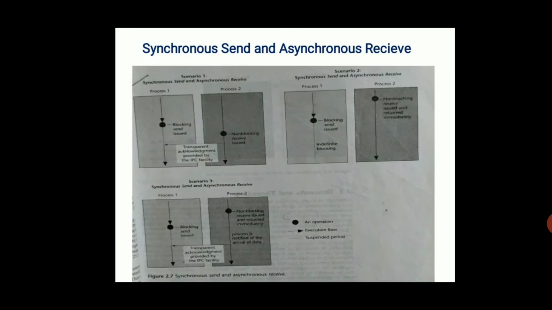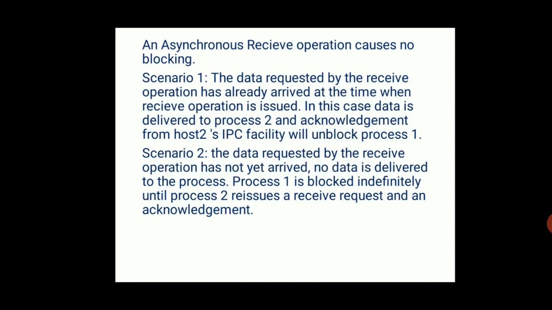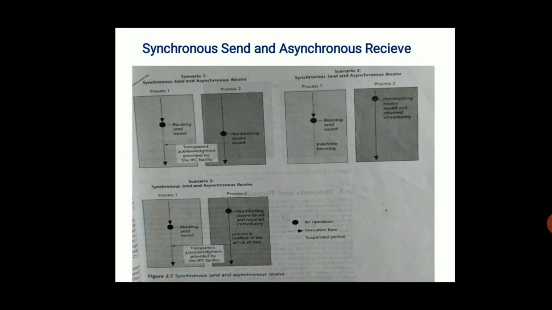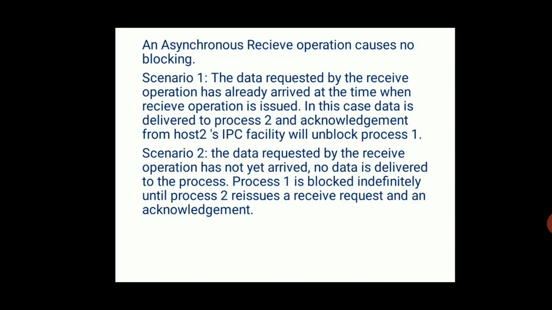In this asynchronous receive, an asynchronous receive operation causes no blocking. So in scenarios 1, 2 and 3, there is no blocking. In scenario 1, the data requested by the receive operation has already arrived at the time when the receive operation is issued. In this case, data is delivered to process 2 and the acknowledgement from host 2's IPC facility will unblock process 1.